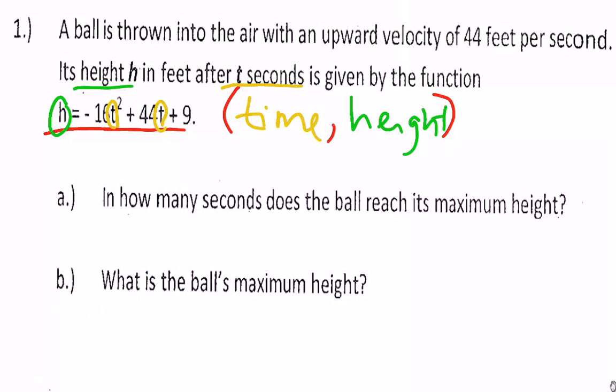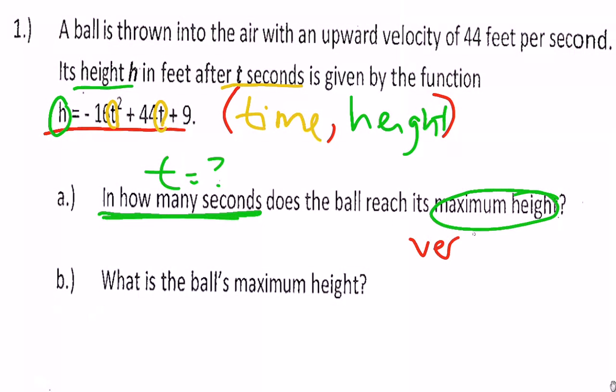Now I can read my question. In how many seconds? What does seconds have to do with? Time. So it's asking at what time does the ball reach its maximum height. Maximum height is one of my keywords for the vertex. But my vertex is an XY pair, so in how many seconds is telling me to look at the X coordinate of my vertex. So I'm going to find my vertex on the calculator, and then write down whatever the X value is.